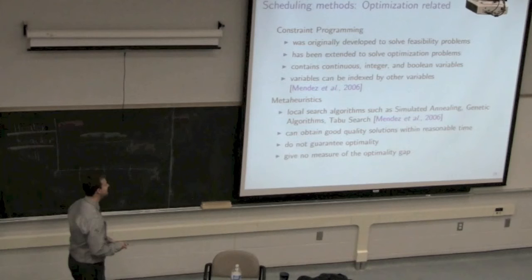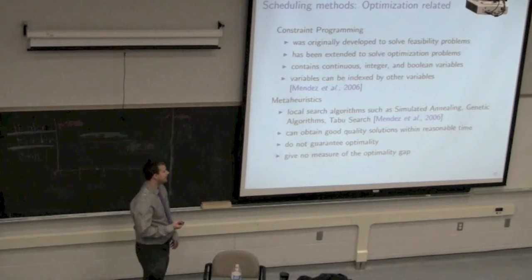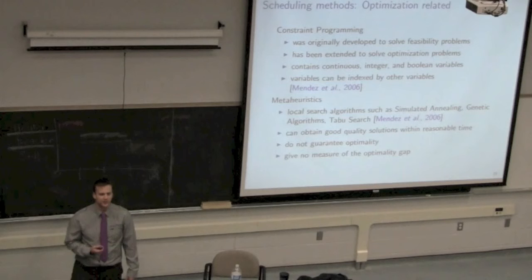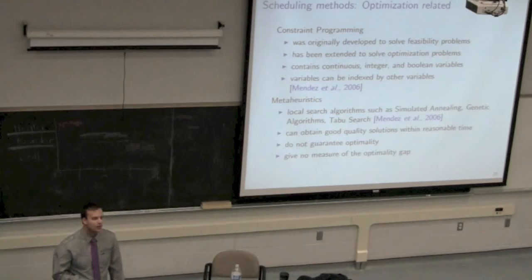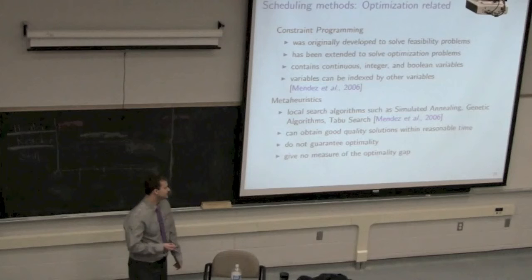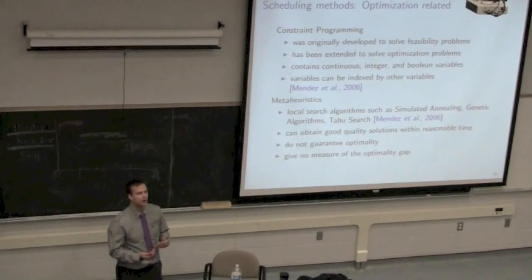Also, another alternative is metaheuristics. Some of the metaheuristics include simulated annealing, genetic algorithm, and taboo search. Again, these are things you may not be very familiar with, but they are methods to solve optimizations. What's nice about them is that they can typically solve very quickly, but you don't know whether you actually have the best answer. You don't know whether you have an optimal. What's bad about that is you might have an answer, but you don't know whether it's the best answer. You also don't know how far away from the best you are, so they don't give a measure of that. That's kind of a drawback.